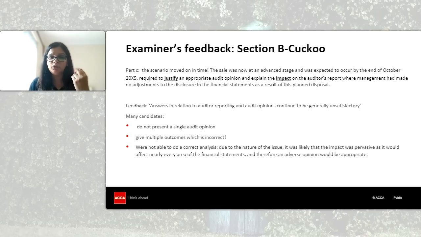Finally, regarding your opinion, this is something which has been coming up quite a lot. When they ask you to justify one opinion and explain the audit report impact, please do not write a variety of opinions. So for this question in particular, there were massive concerns about classification, valuation. So this was pervasive. So only those students who called this pervasive, justified it, spoke about an adverse opinion, were able to get the marks.